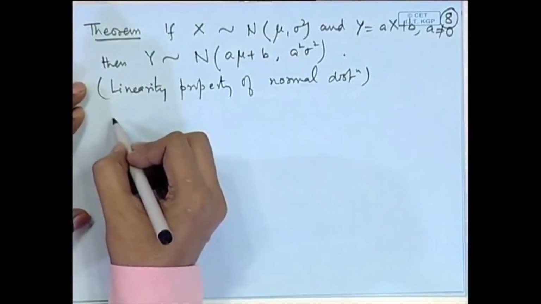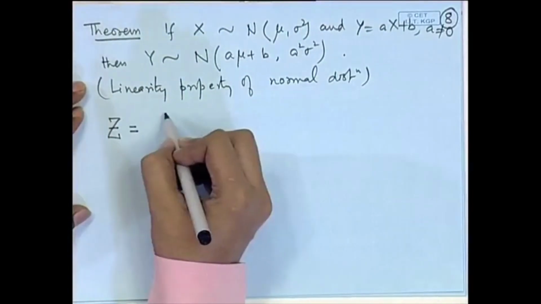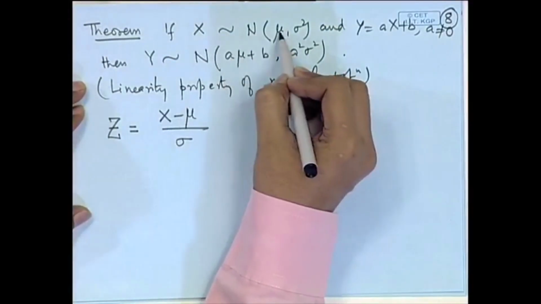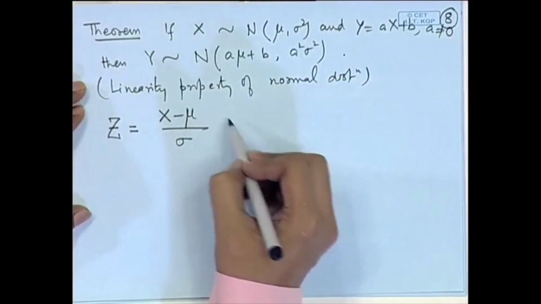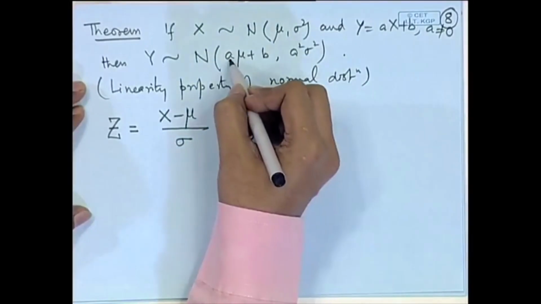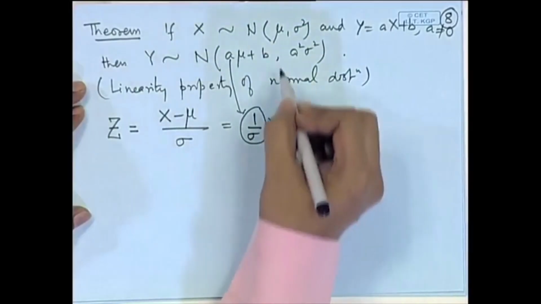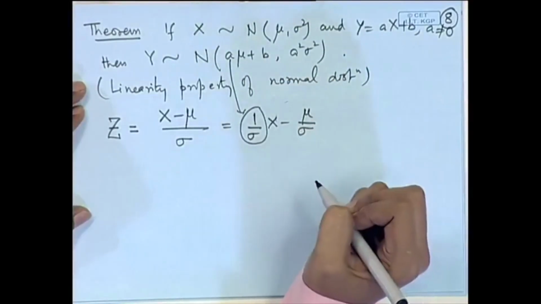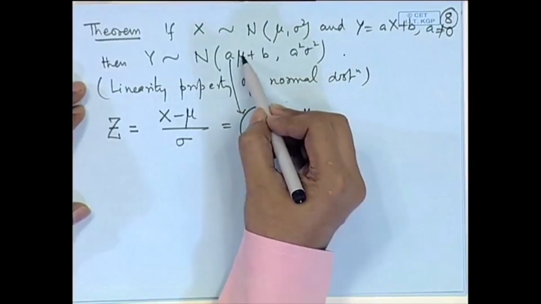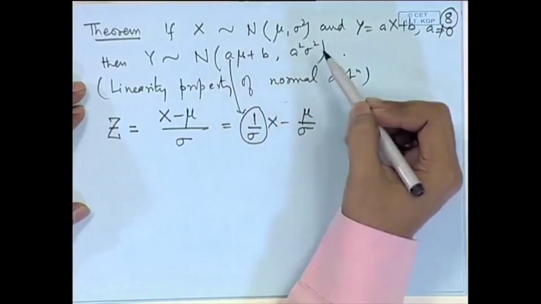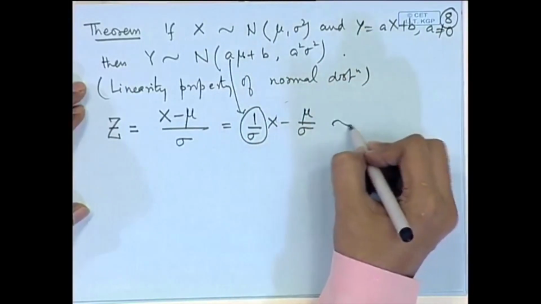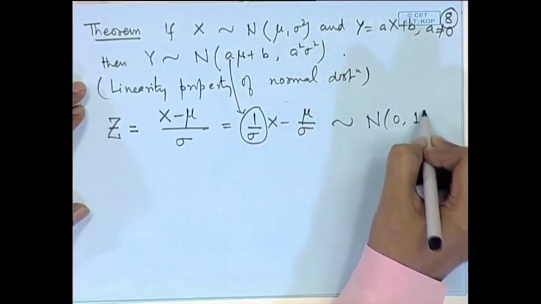Using this, let us consider a random variable z defined as (x minus mu) by sigma. So, if x follows normal(mu, sigma square) and we make a linear transformation of this type, it is (1 by sigma) x minus mu by sigma. That means, if we compare here, then a is 1 by sigma and b is minus mu by sigma. So, if we substitute here, we will get mu by sigma minus mu by sigma, that is 0, and this will become (1 by sigma square) into sigma square, that is 1. So, this will follow normal(0, 1).